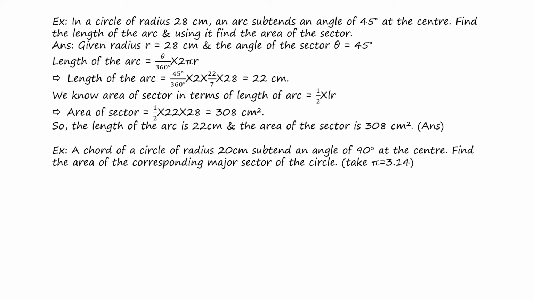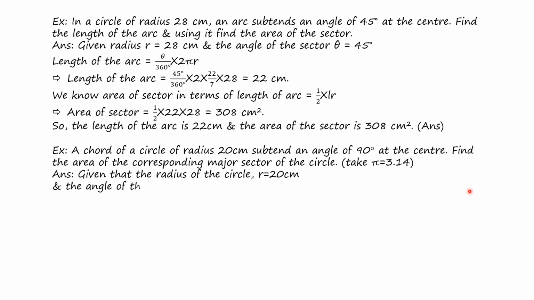Friends, here we need to take one thing into mind. Whenever we come across any sector or segment, we are always talking about the minor segment or minor sector. If it is specifically mentioned, find the area of the corresponding major sector, then we have to find out the minor sector and subtract the area of the minor sector from the total area of the circle. If this particular word major sector or major segment is not mentioned, then by default we have to find out only the area of the minor sector or minor segment. Let's go for solving it.